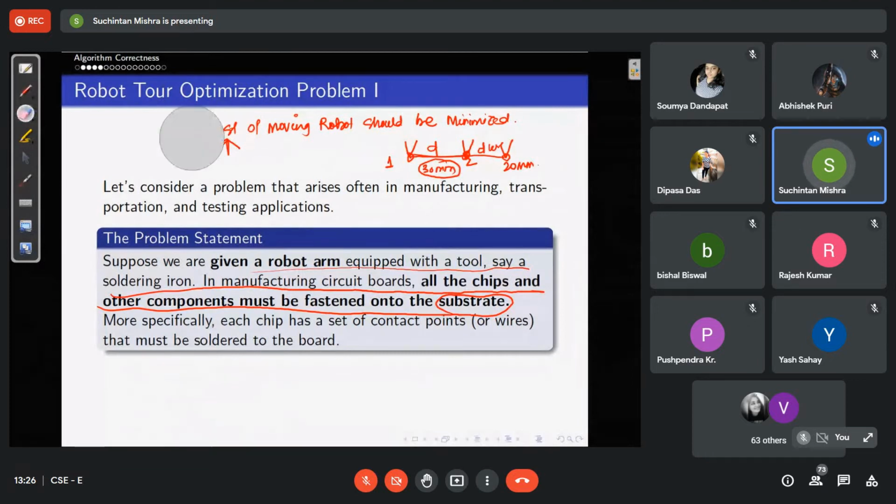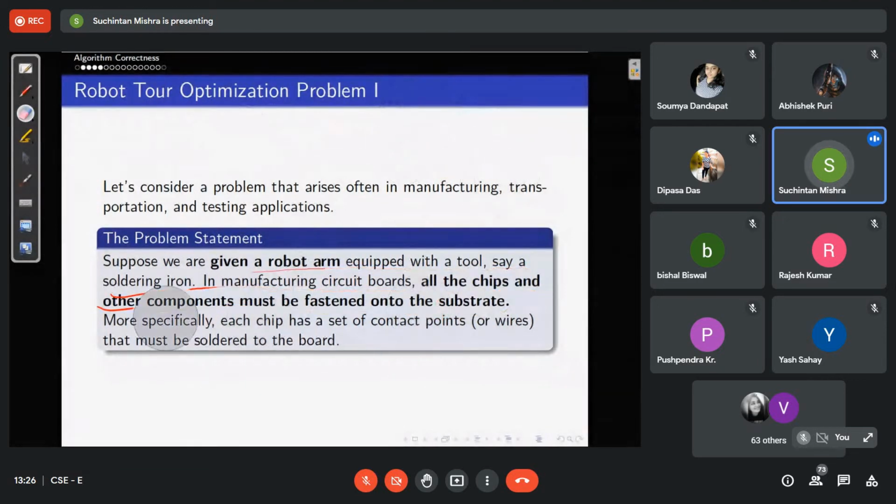Yes, is it clear or any doubt? Any doubts until now?